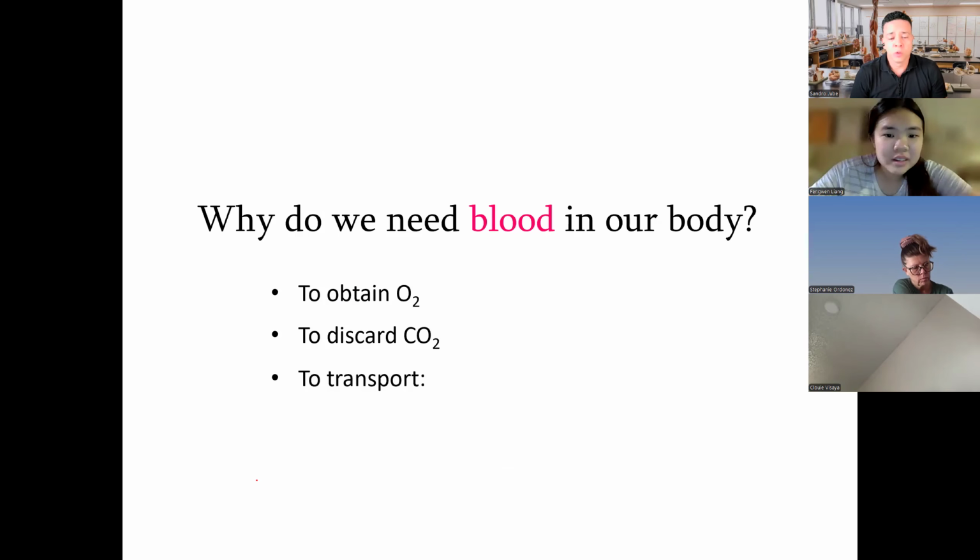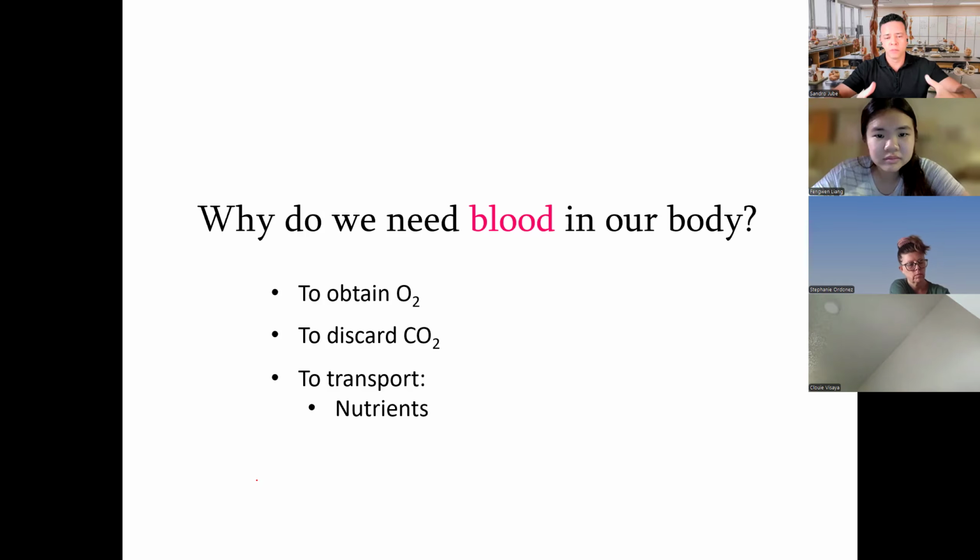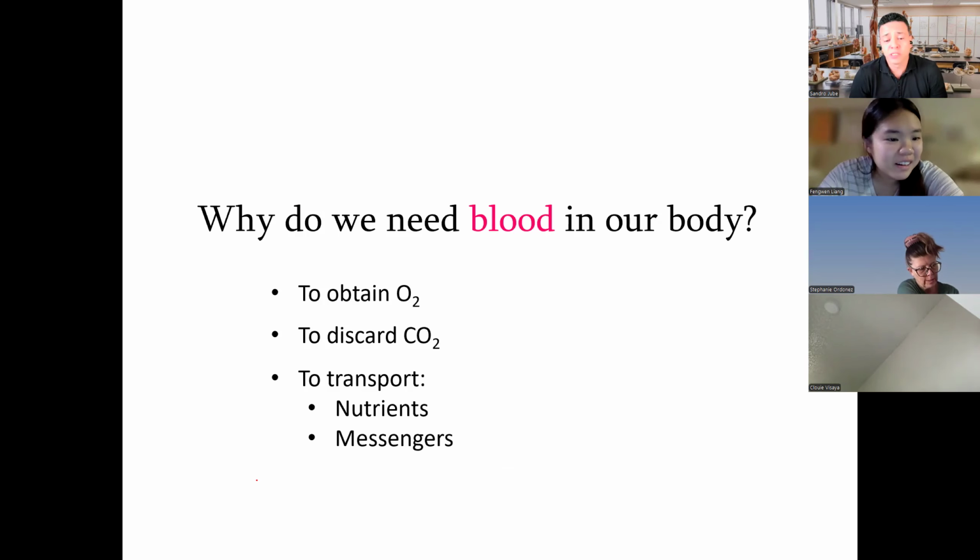Now, the blood is also where we're going to transport nutrients. So the stuff that we eat eventually gets into our small intestine and is going to be absorbed. The nutrients are going to be absorbed by the blood, and then it's going to be distributed all over the place. So blood is very important for that as well. And also we have messengers in our blood. What kind of messengers, guys? We have hormones, right? The hormones, they're going to be distributed and circulating all over the body.